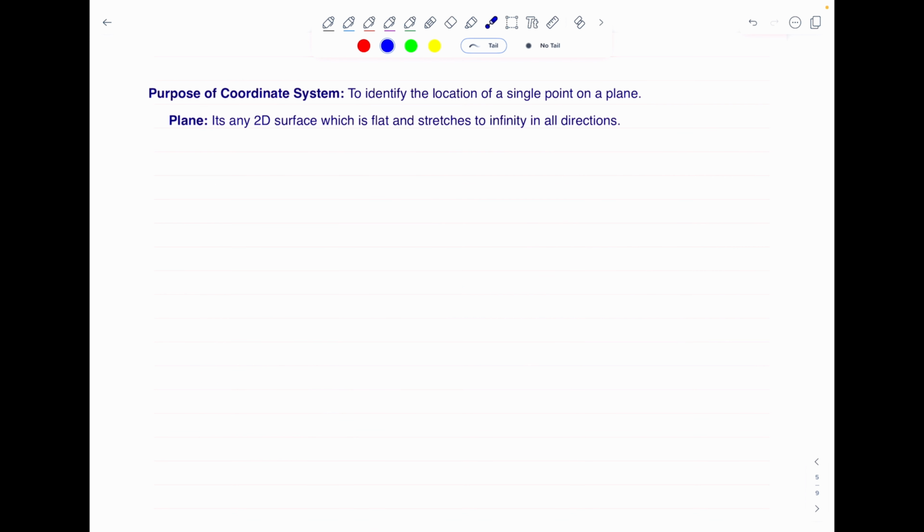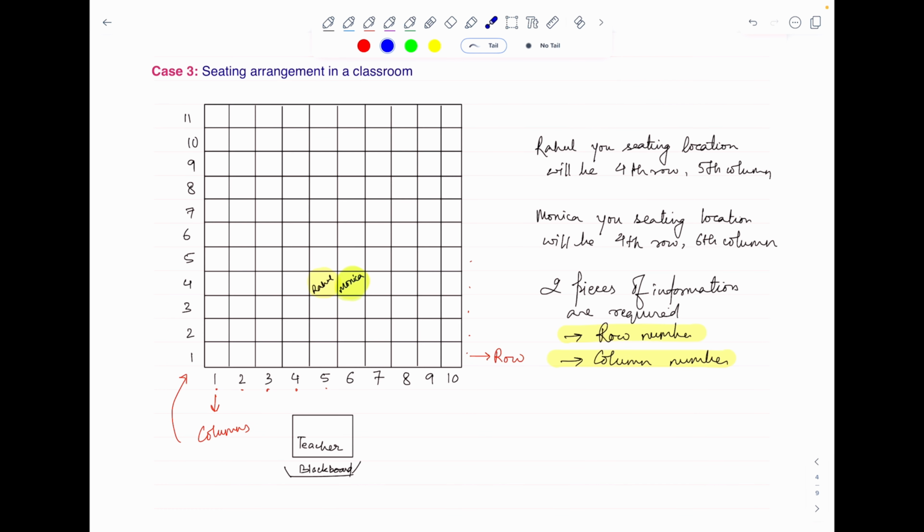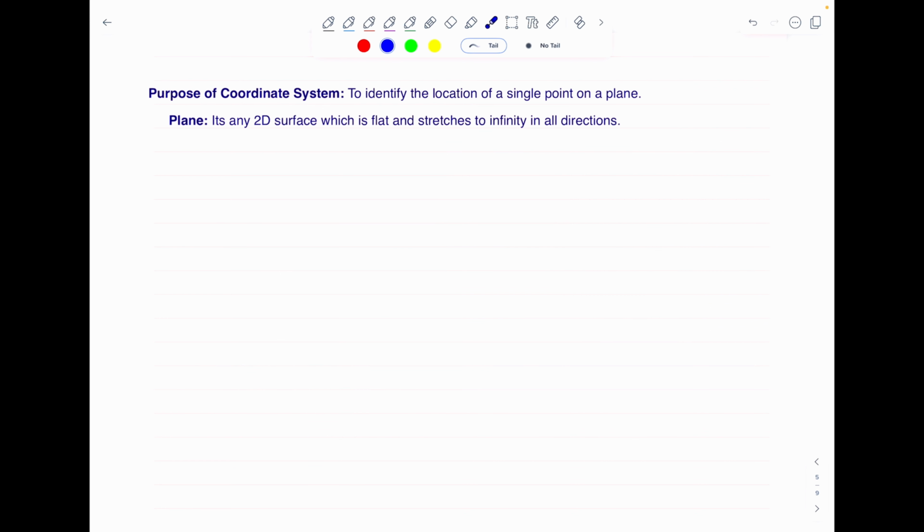So second, we move on. These were the three examples that we saw. In every example we saw the purpose of the coordinate system. What was the purpose? To identify the location of a single point on a plane. We wanted a single point, the location of where Rahul will sit or where Monica will sit. To find the location of Rahul, we needed two pieces of information, row number and column number. Similarly in other examples also, we needed two pieces of information.